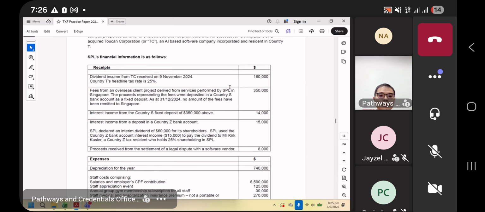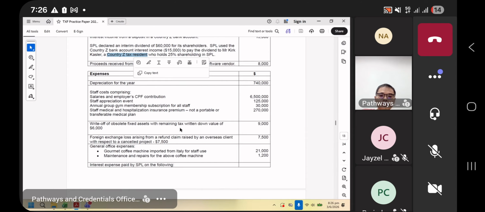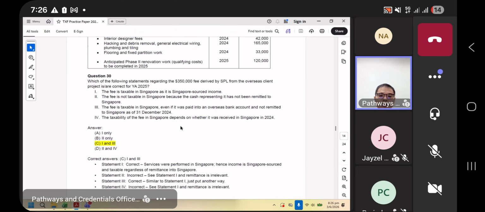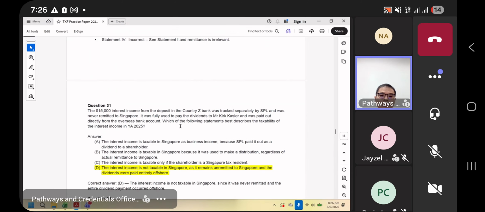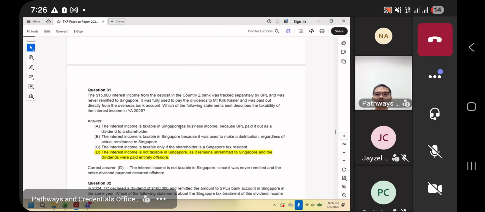Over here, Mr. Kurt is a country Z tax resident. Okay, so we know that the interest income was 100% based outside of Singapore and never remitted back to Singapore. So in this backdrop, okay, the correct answer is D.